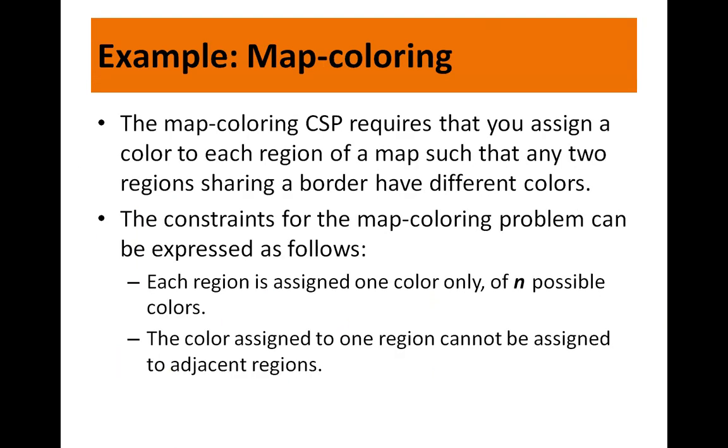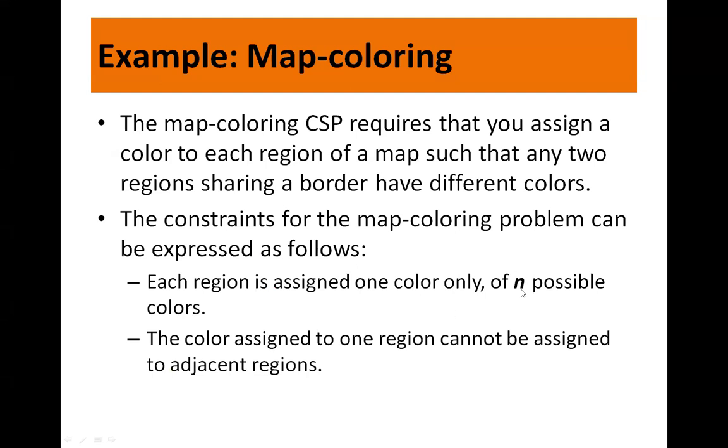Fine. A very famous example of a constraint satisfaction problem is map coloring. So let's look at this example now. So a map coloring CSP requires that you assign a color to each region of a map such that any two regions sharing a border have different colors. The constraints for the map coloring problem can be expressed as follows. So what are the constraints? Each region is assigned one color only, right? Because there are many regions in the map. So each region is assigned only one color out of n possible colors, right?